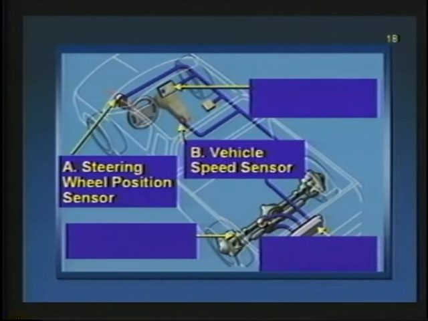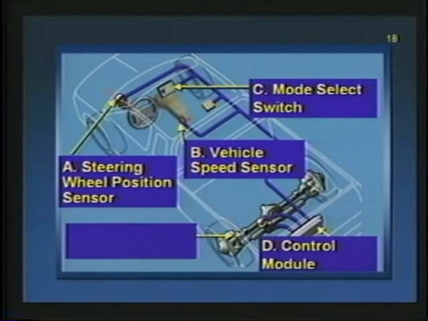B, that's our vehicle speed sensor. Again, been dealing with those for years, same place as always: tail shaft of the trans, or in the transfer case if we've got four-wheel drive. Mode select switch is C. That's on the dash. That's the driver's input into the system. D is our control module. It sits towards the back of the vehicle, well up underneath there, mounts to the frame. And finally, E is our steerable rear axle, same place the rear axle's always been.